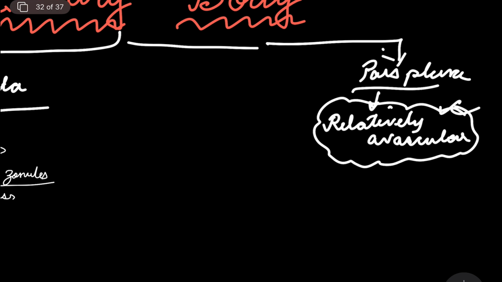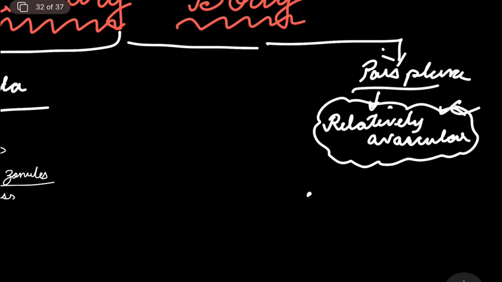First thing, the fact that pars plana, a component of the middle layer of the eye, is relatively avascular is kind of a strange thing, because the middle layer, the uvea, the entirety of it is very vascular, except the pars plana. So if you're ever asked which part of the uvea has the least blood supply, the answer is pars plana, because it is relatively avascular.